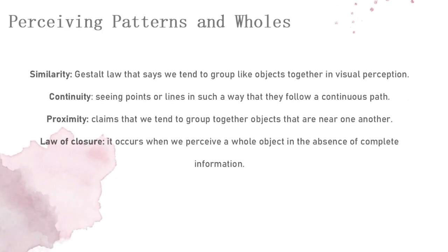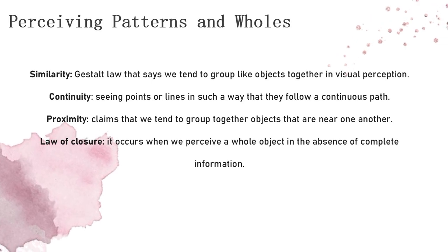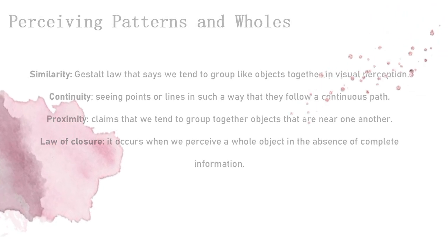Perceiving patterns and holes. Similarity. Gestalt law that says we tend to group like objects together in visual perception. Continuity. Seeing points or lines in such a way that they follow a continuous path. Proximity. Claims that we tend to group together objects that are near one another. Law of closure. It occurs when we perceive a whole object in the absence of complete information.